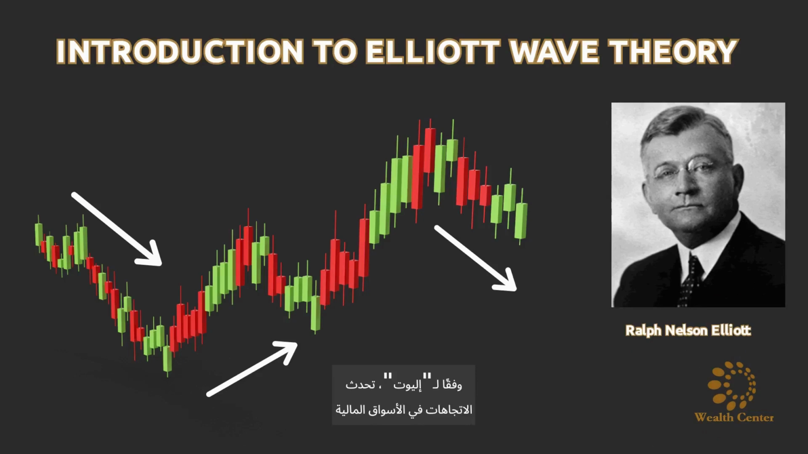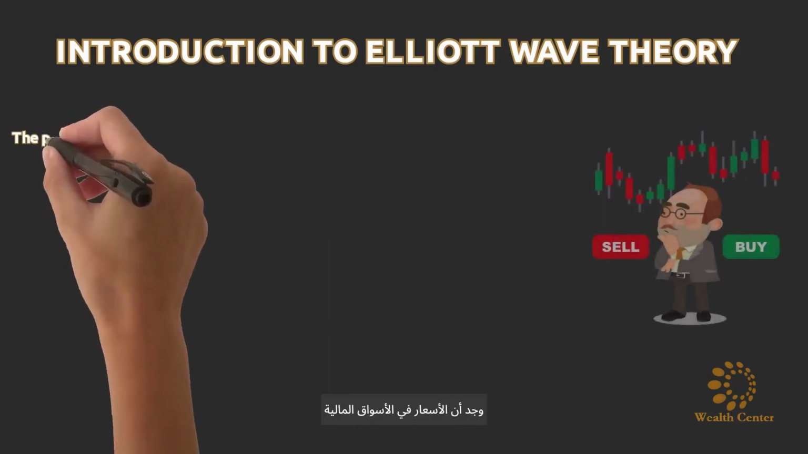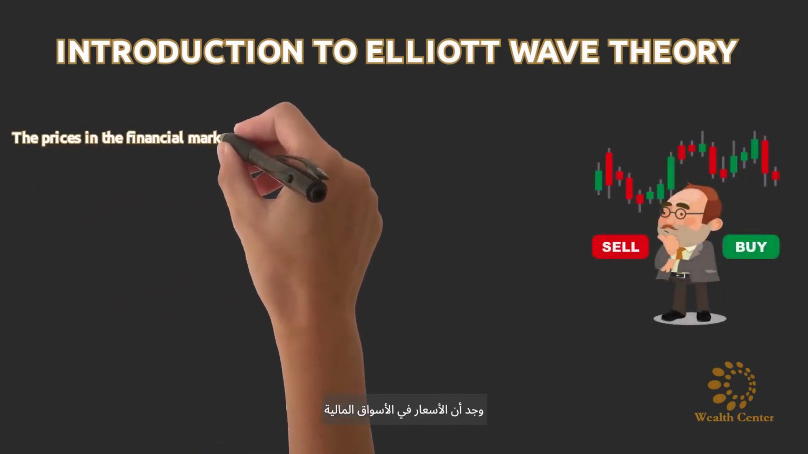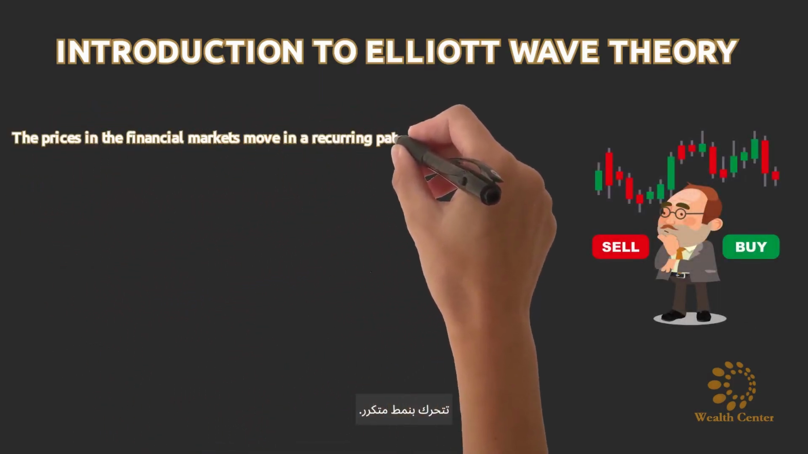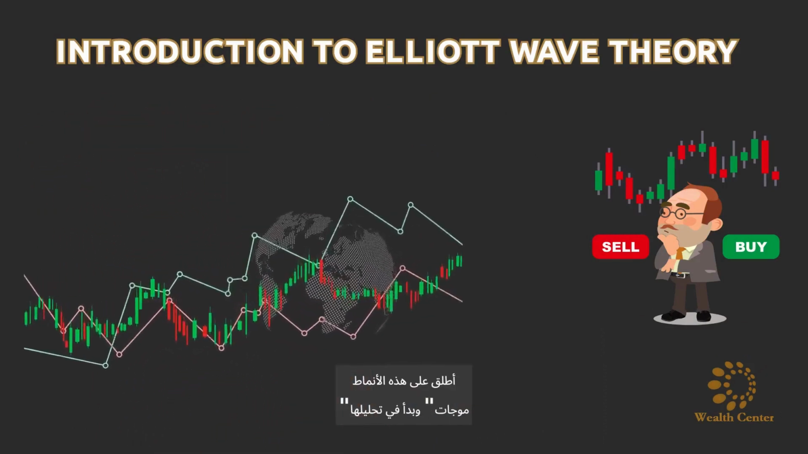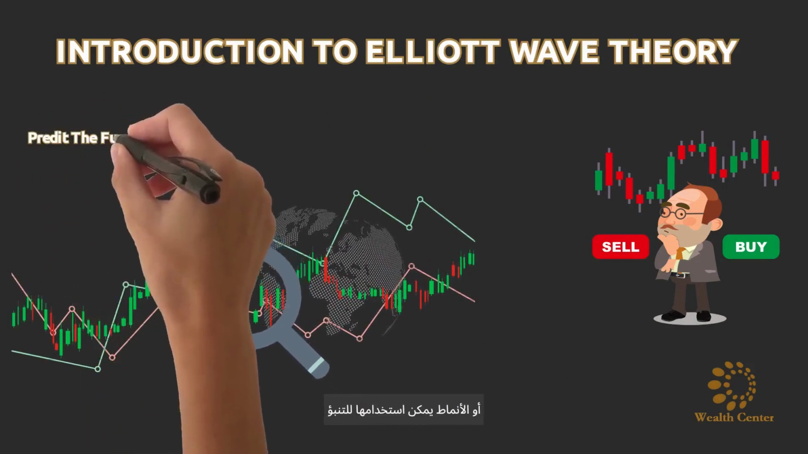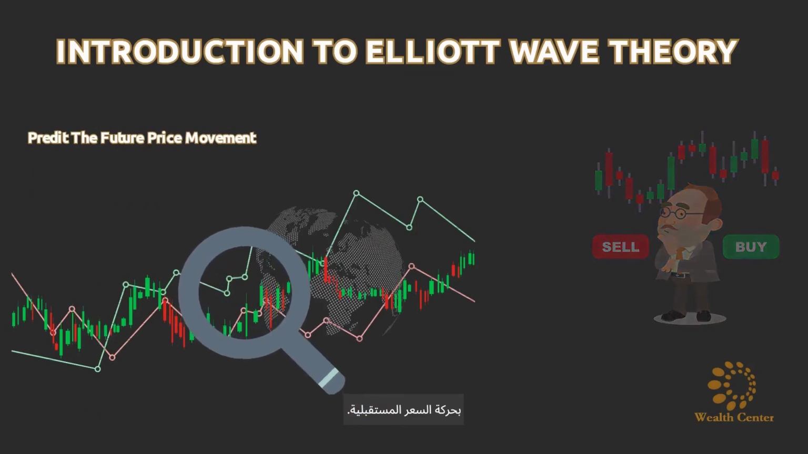According to Elliott, the trends in the financial markets occur due to investors' psychology. He found that the prices in the financial markets move in a recurring pattern. He called those patterns waves and started to analyze them and realized that those repeating waves or patterns can be used to predict the future price movement.